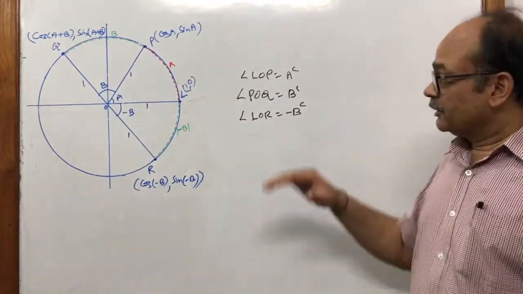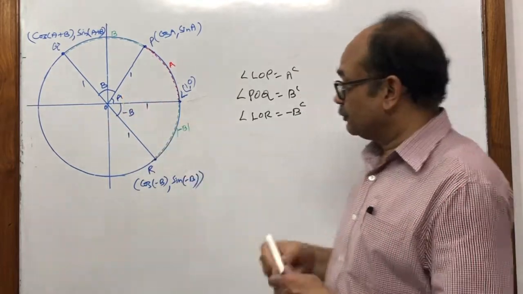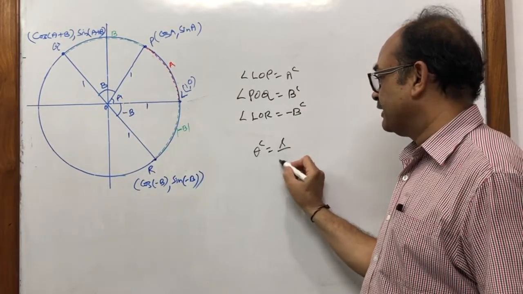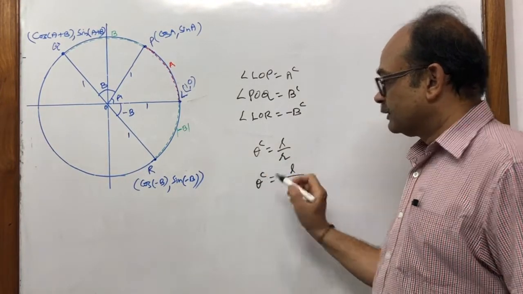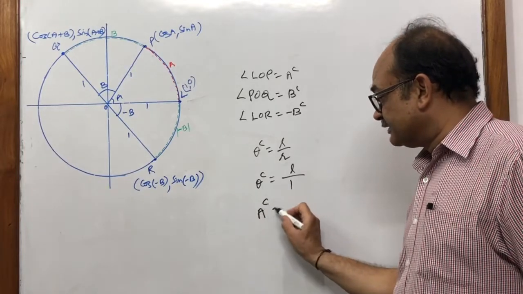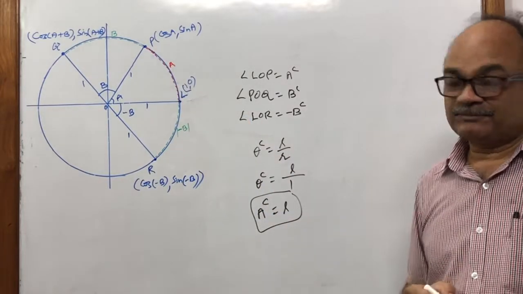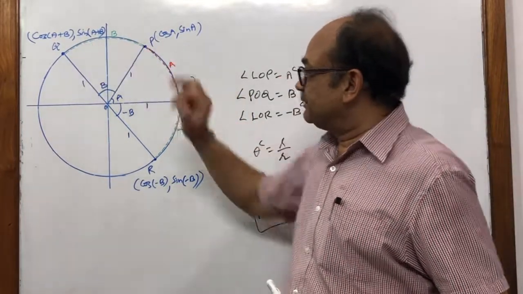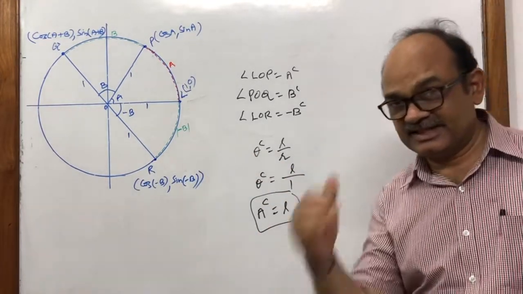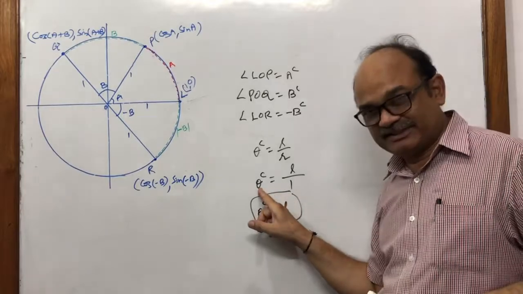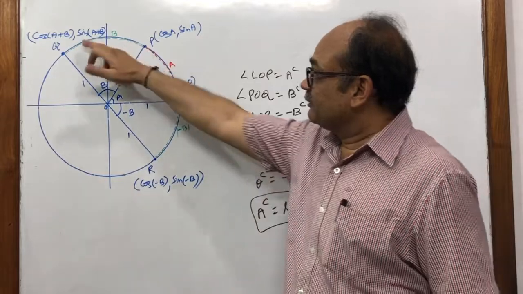Very clear. When the radius is 1, this one is A radian, you know theta equals L by R. When R equals 1, here suppose it is AC, then the length of the arc is nothing but A. Similarly, here the length of the arc is B, and here the length of the arc is modulus of minus B, because it is a length and is always positive. That's why this one is also B. So the lengths of the arcs we have are A, B and B.